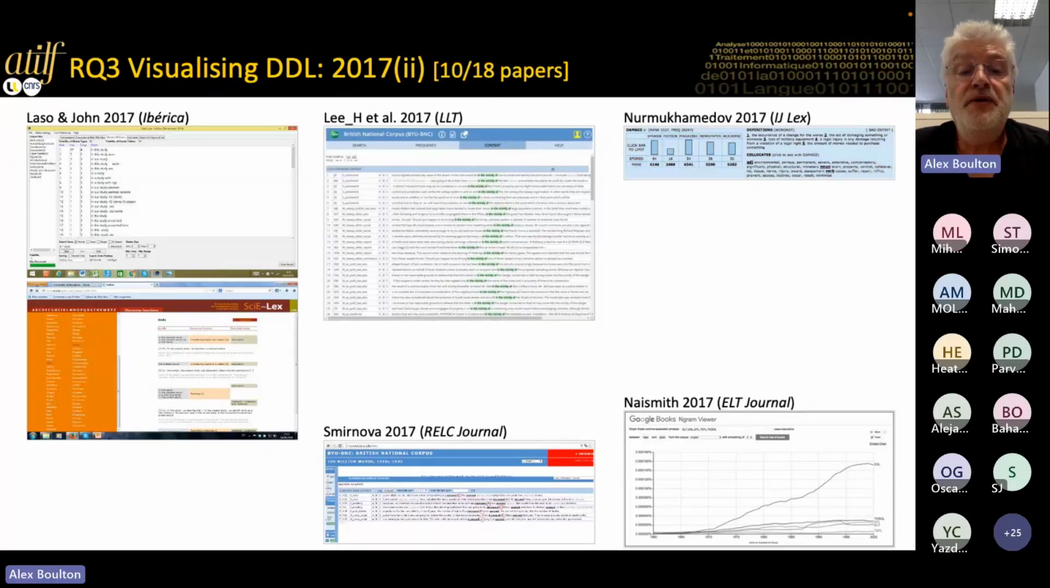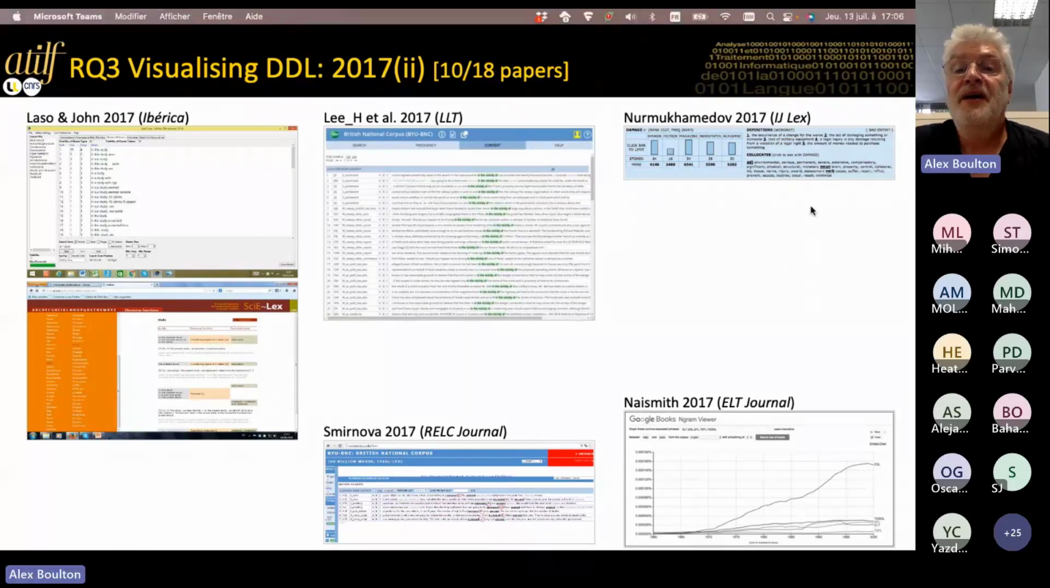The next three all used BYU corpora as they were, invented by Mark Davies, now available on english-corpora.org. The BNC in the two ones in the middle for Smirnova and Lee et al. And on the right for Nurmagomedov in International Journal of Lexicography. This was actually based on wordandphrase.info, but it's based on COCA, Corpus of Contemporary American English. So you can see here, not specifically the concordance lines, but the distribution of different parts of the corpora, different definitions and so on. And at the bottom we have Naismith.